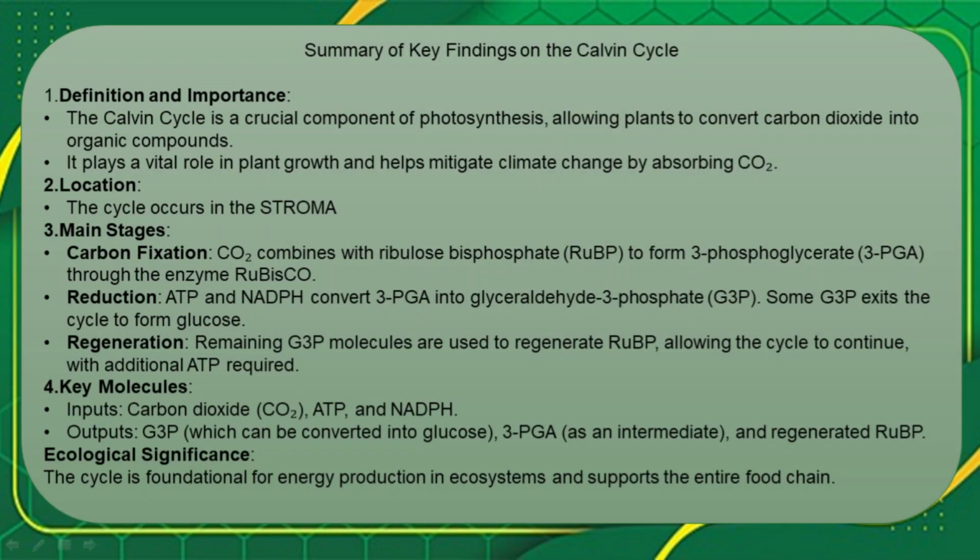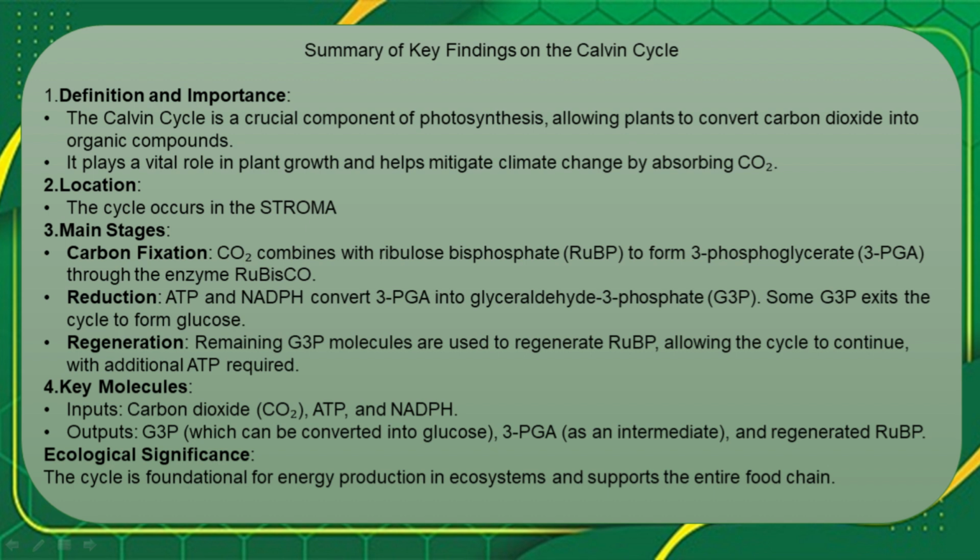Summary of key findings on the Calvin cycle. Definition and importance. The Calvin cycle is a crucial component of photosynthesis, allowing plants to convert carbon dioxide into organic compounds. It plays a vital role in plant growth and helps mitigate climate change by absorbing carbon dioxide. Location. The cycle occurs in the stroma. Main stages. Carbon fixation. Carbon dioxide combines with ribulose bisphosphate to form 3-phosphoglycerate through the enzyme Rubisco.